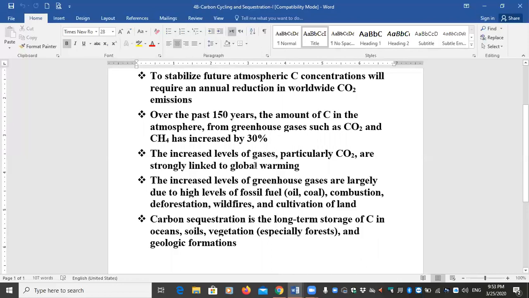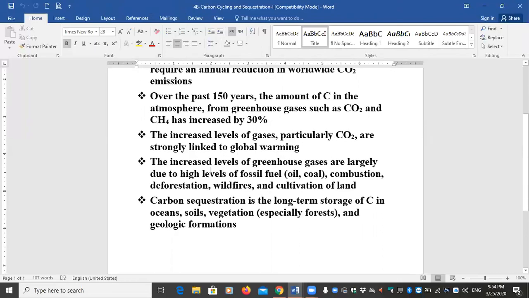The increased levels of gases, particularly CO2, are strongly linked to global warming. When you hear about global warming, the warming of the temperature of the earth, this CO2 contributes a lot to that. The increased levels of greenhouse gases, and CO2 is one of them, are largely due to high levels of fossil fuel, oil, coal combustion, deforestation, wildfires, and cultivation of land. So these are the different things that can produce many of these greenhouse gases into the atmosphere.